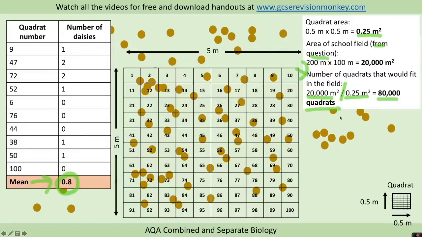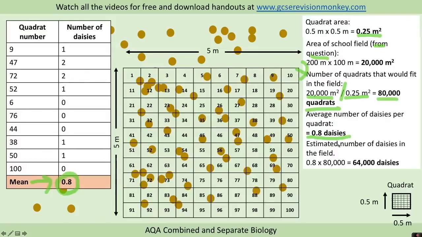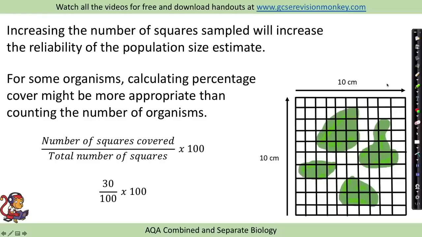quadrats. So if 80,000 quadrats fitted in our field, and the number of daisies in each quadrat was 0.8 as an average, then the estimated number of daisies in the whole field would be our number per quadrat multiplied by the number of quadrats that would fit in the field. So 0.8 times 80,000 would give us a total estimate of 64,000 daisies. A couple of key points then.